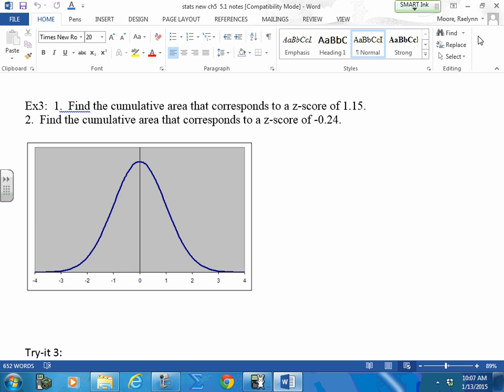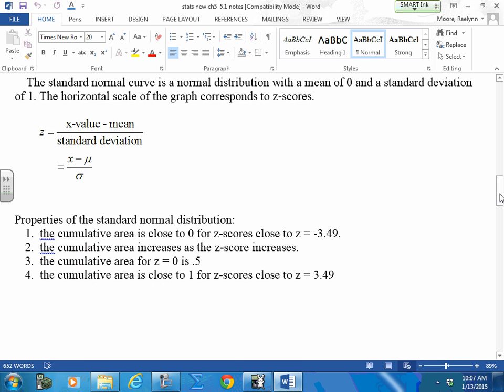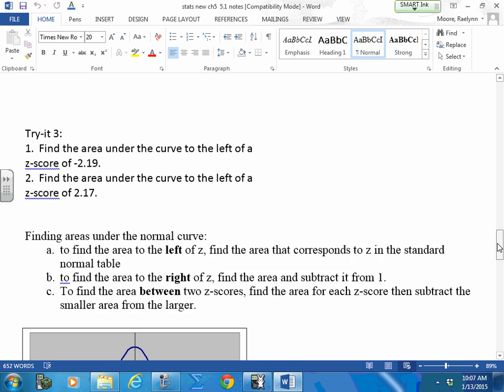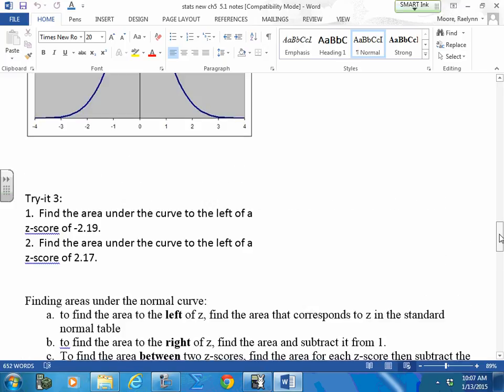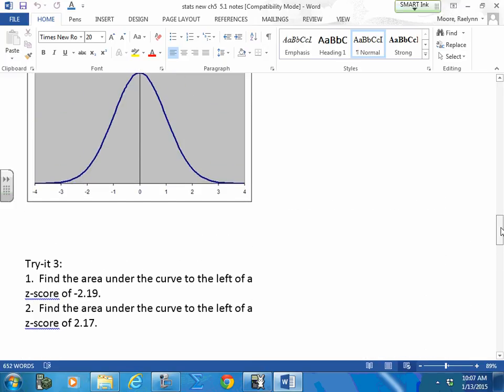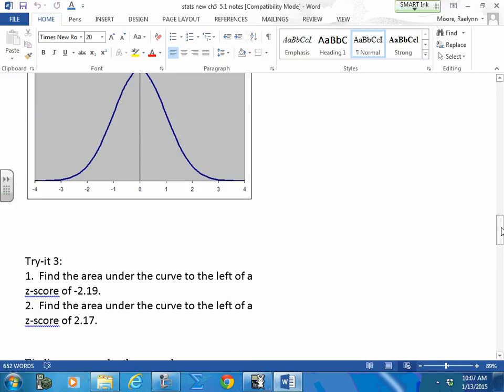So we did this part, and now we're going to flip to, we did to the left. Let's just look up one again. Let's just find another one to the left of this score. We can find the area under the curve to the left of the Z-score of negative 2.19.